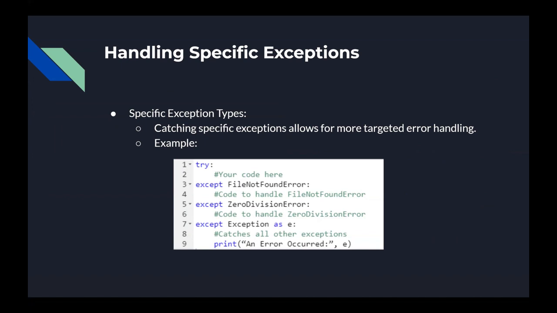So multiple types of exceptions can be checked with this clause. Here we have three examples of how to check specifically for a file not found error, for a divide by zero error, and for catching all other exceptions as stated below.